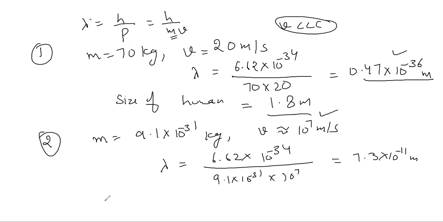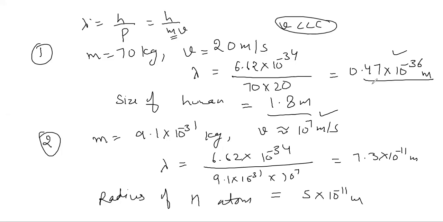If you talk about the radius of a hydrogen atom, that is approximately 5 × 10⁻¹¹ meters. Now, as I said before, everything is going to behave as a wave and as a particle. But at one point of time, it is either going to behave as a wave or a particle. Ab wo particle ya wave kab behave karega? How do we decide it?